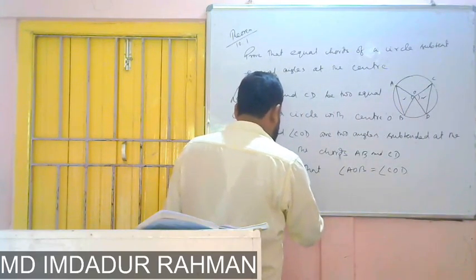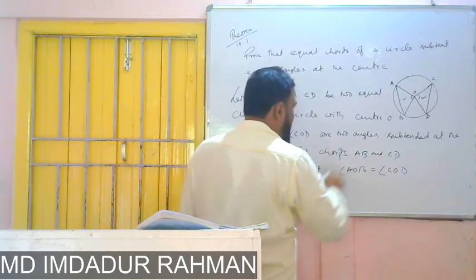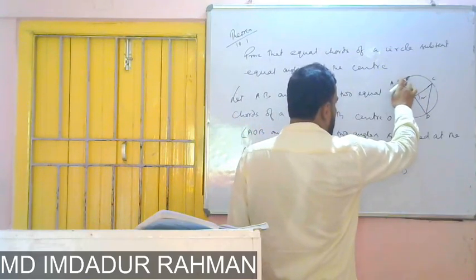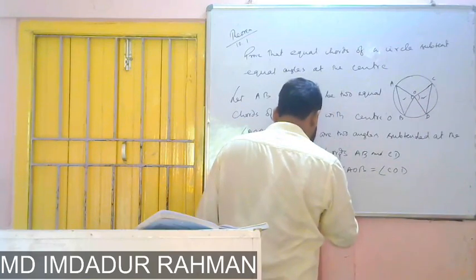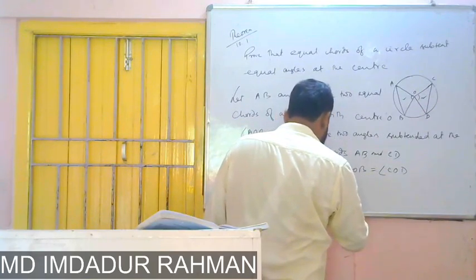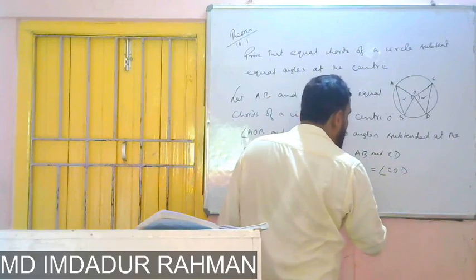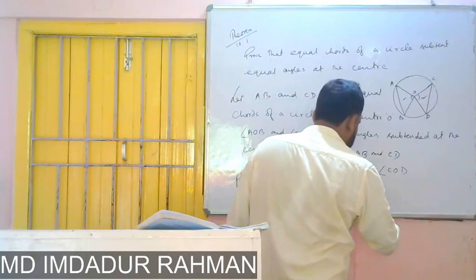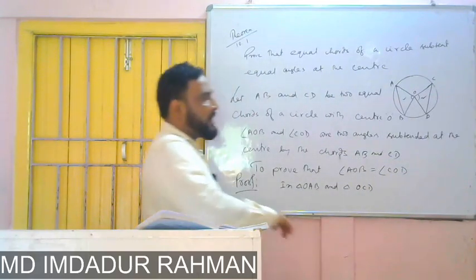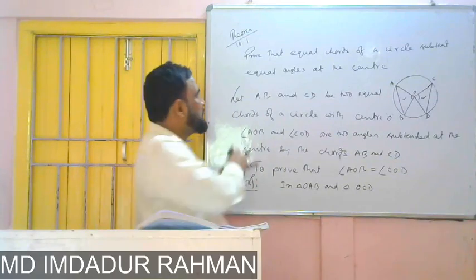So in triangle AOB, its name is OAB, and triangle OCD, if we compare, then what are we getting?